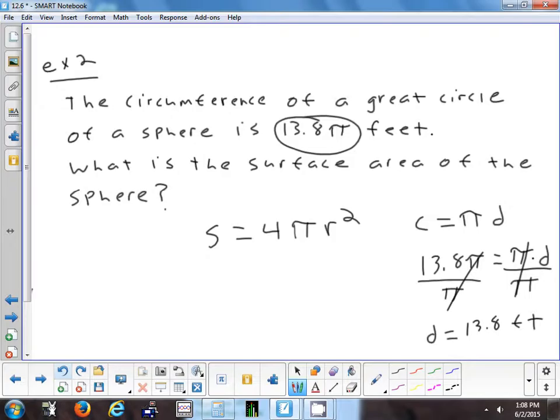How do you move pi to the other side here? Yeah. Just divide both sides by pi. Look what happens. You get the diameter of the great circle, which is also the diameter of the sphere. So the diameter is 13.8 feet.